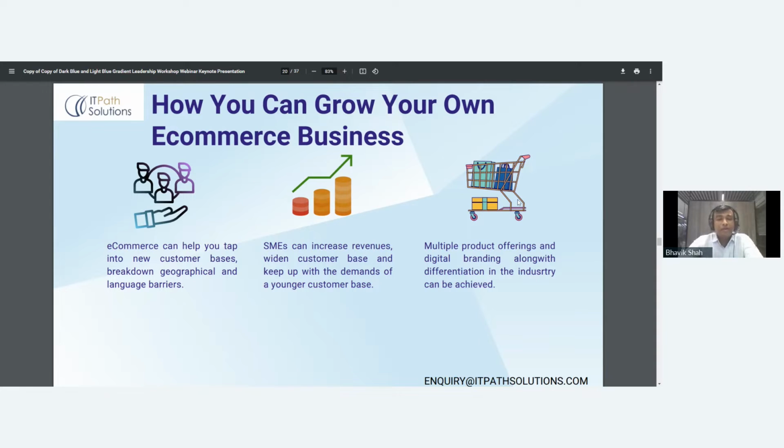Also, SMEs can increase revenues, widen their customer base, and keep up with the demands of a younger customer base. And it's rightly said that once you have a younger customer base, they are going to be loyal customers if you have valuable services. So you will get long-time customers. Again, you can offer multiple products, and digital branding along with differentiation in the industry can also be achieved.